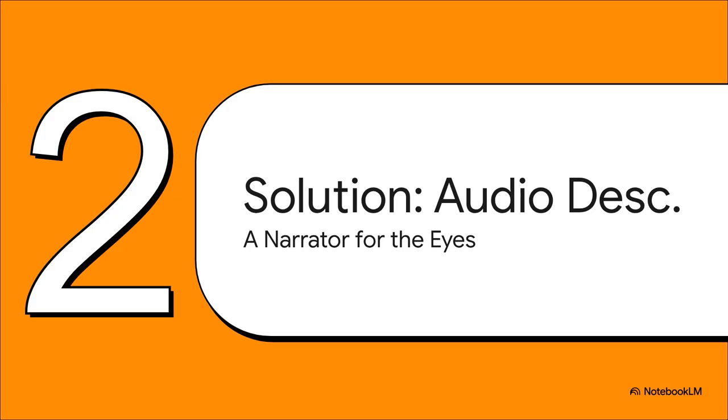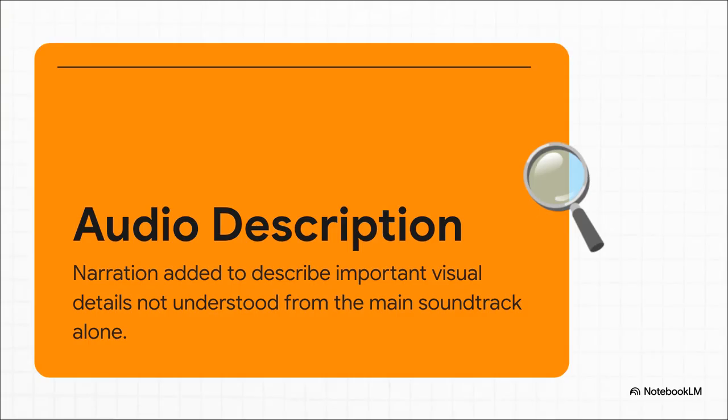Okay, so we've laid out the problem pretty clearly. Now, let's talk about the hero of our story, the solution, and it's called audio description. The best way to think about it, it's like a narrator for the eyes. Now, let's look at the official definition, because the wording here is key. It's narration that's specifically added to describe important visual details. And not just any details, the ones that cannot be understood from the main soundtrack alone. So it's very targeted, very purposeful.